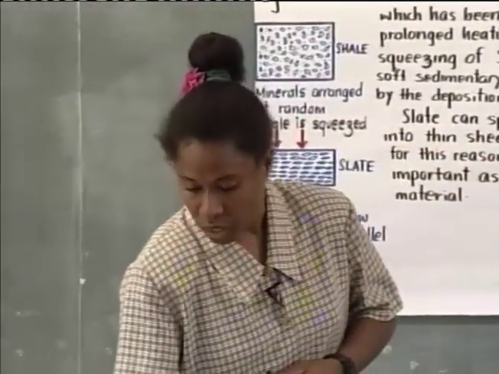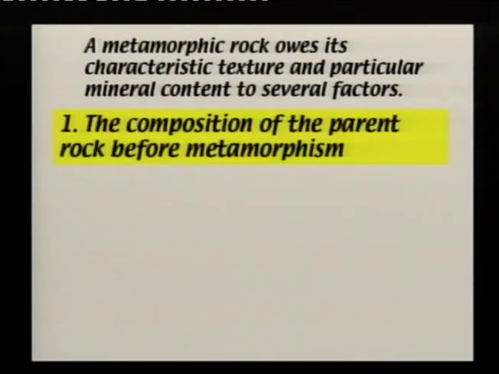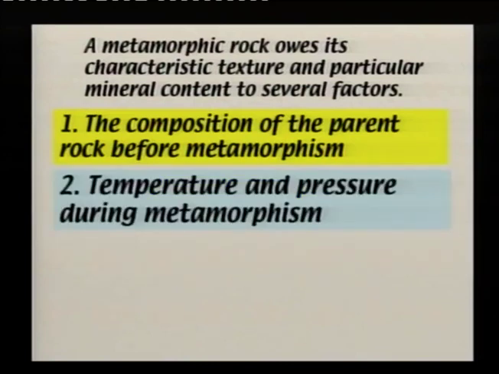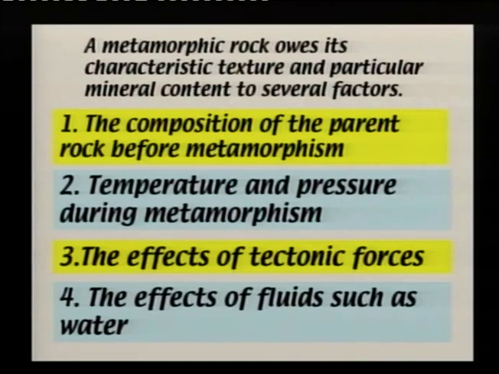With that definition, we also looked at how a metamorphic rock owes its characteristic texture and particular mineral content to four important factors. The four important factors are: one, the composition of the parent rock before metamorphism; two, temperature and pressure during metamorphism; three, the effects of tectonic forces; and four, the effects of fluids such as water. Those are the four factors to do with a metamorphic rock owing its characteristic texture and particular mineral content.